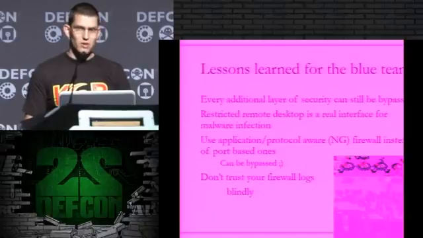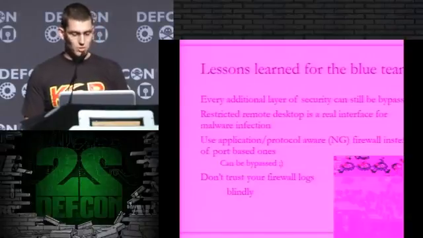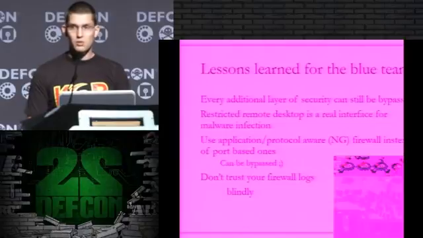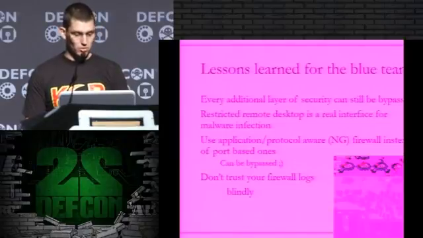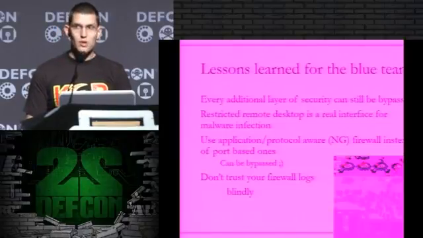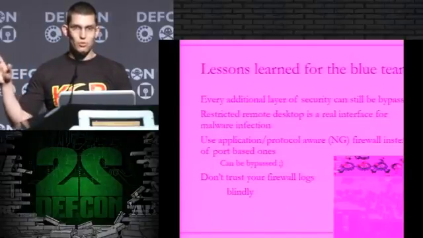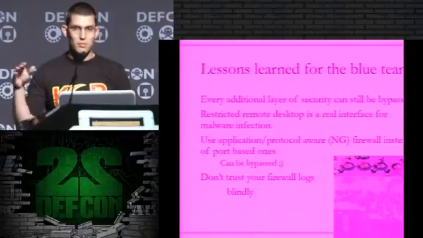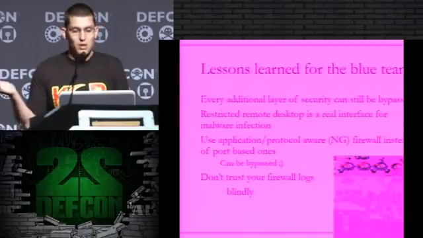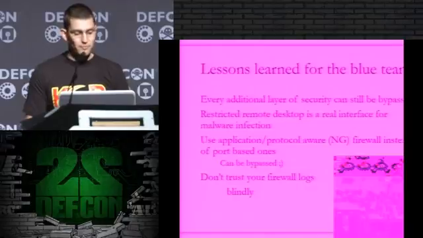For example, this attack can be stopped by using some next generation firewall. I'm pretty sure you have heard about it at Black Hat. But the thing is that if I write a proxy and let Meterpreter through this proxy, which basically wraps my communication into something which looks like RDP, then again, these next generation firewalls can be bypassed as well. And last but not least, you shouldn't trust your firewall logs blindly, because they might lie to you.